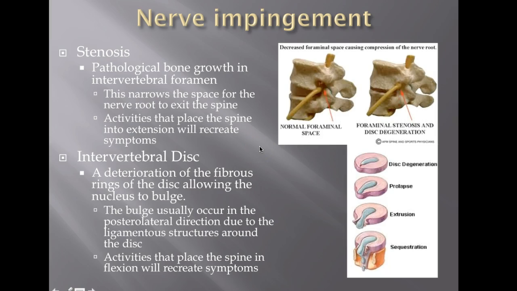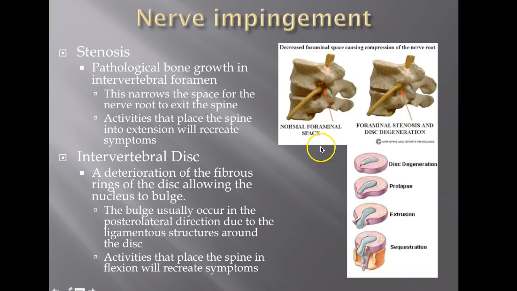Okay, the next few pathologies we'll talk about are stenosis and also a protruding disc. Stenosis basically means a narrowing of a space. In this case, we're talking about narrowing of the foraminal space, to the point where it starts pinching on your nerve roots here. This can be due to a bone growth, and it'll start decreasing the space that nerve root has.